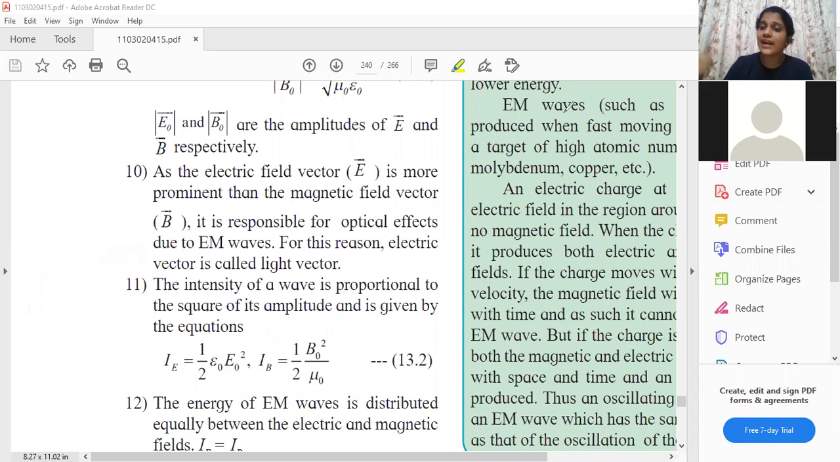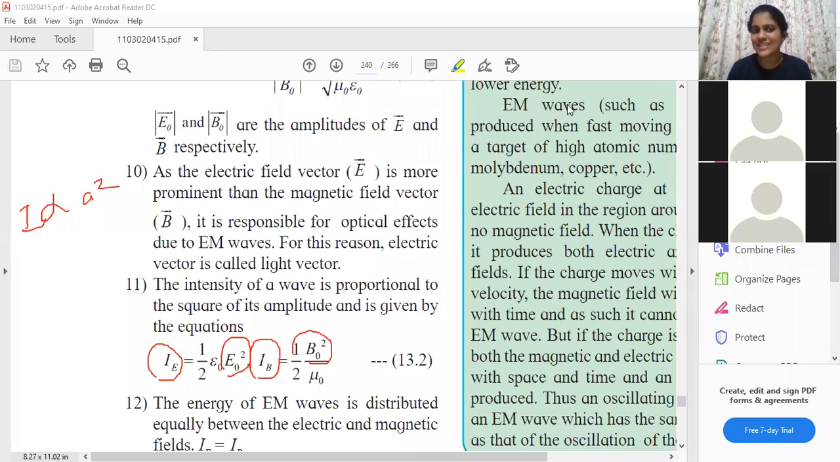So how can we write equations for intensity of electric field and magnetic field? Now see students, what was the amplitude for electric field? It was capital E naught, right? And what was the amplitude for magnetic field? B naught. And what is the statement? That intensity is directly proportional to amplitude square. So what will be the intensity of electric field? Directly proportional to E naught square. What will be the intensity of magnetic field? Directly proportional to B naught square.